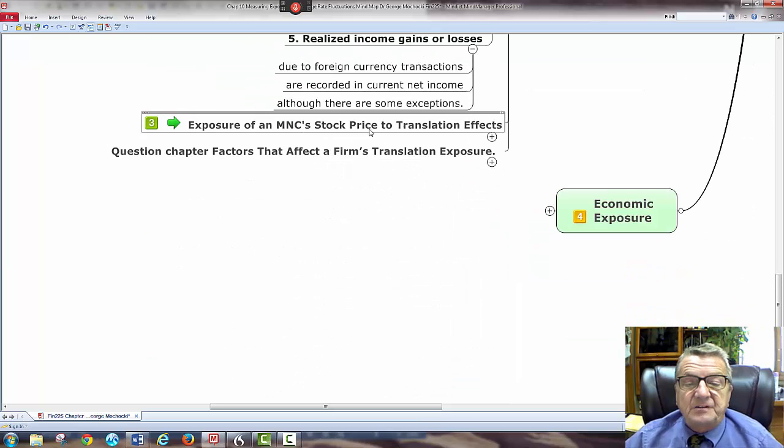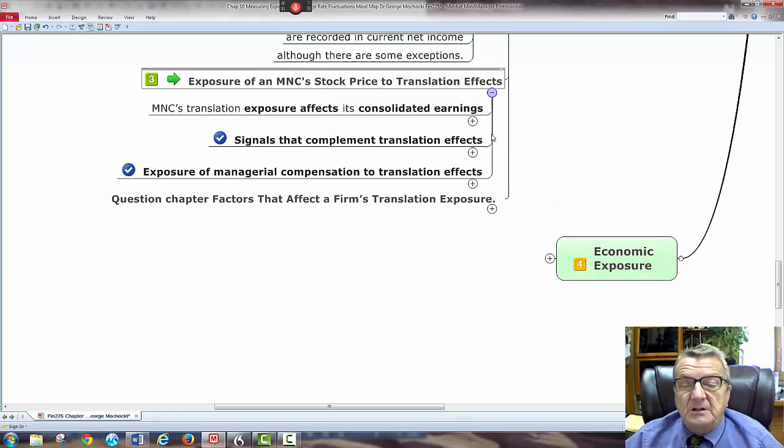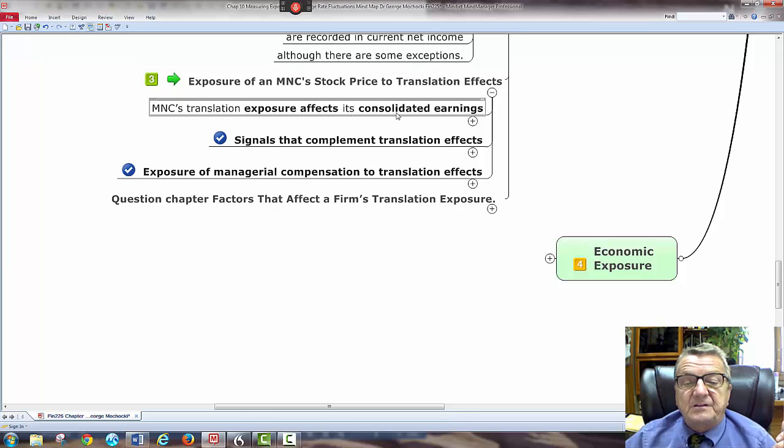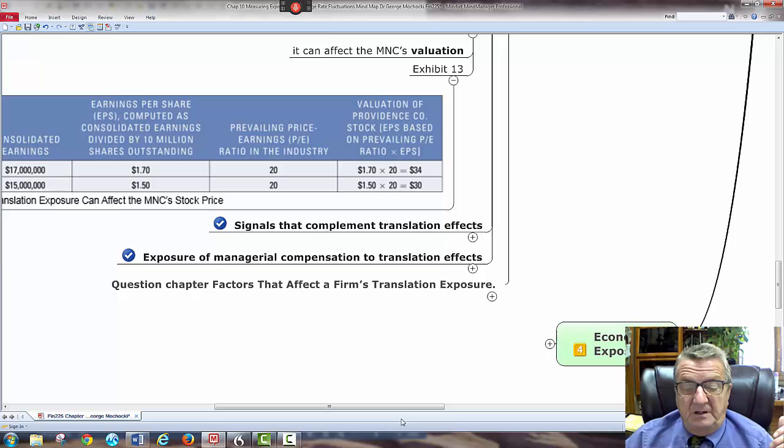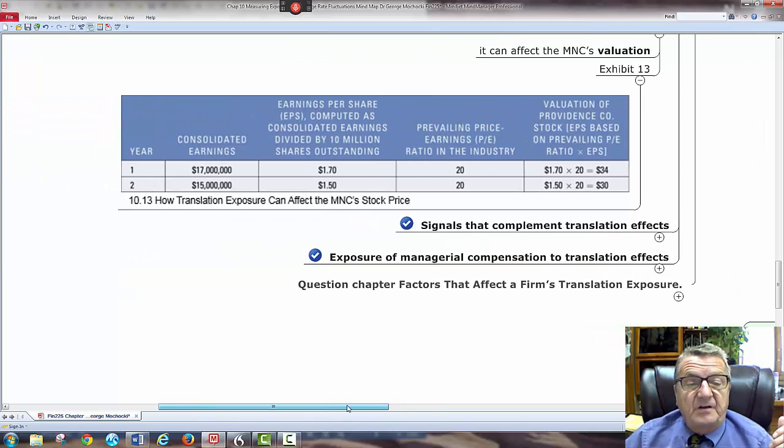Exposure of an MNC's stock prices to transactional effects, any kind of transactional effects. MNC exposure affects consolidated earnings. It can affect the valuation of the MNC. Remember, it could affect the valuation.